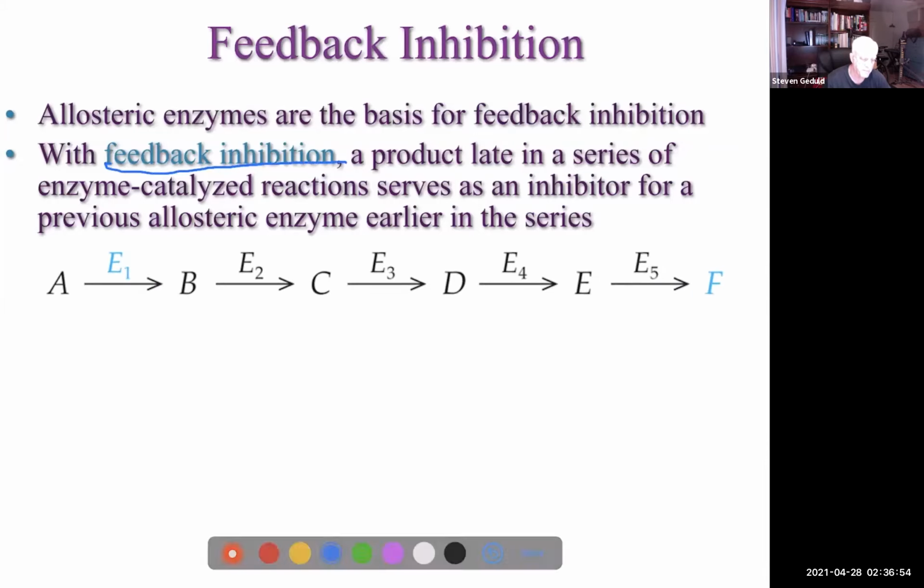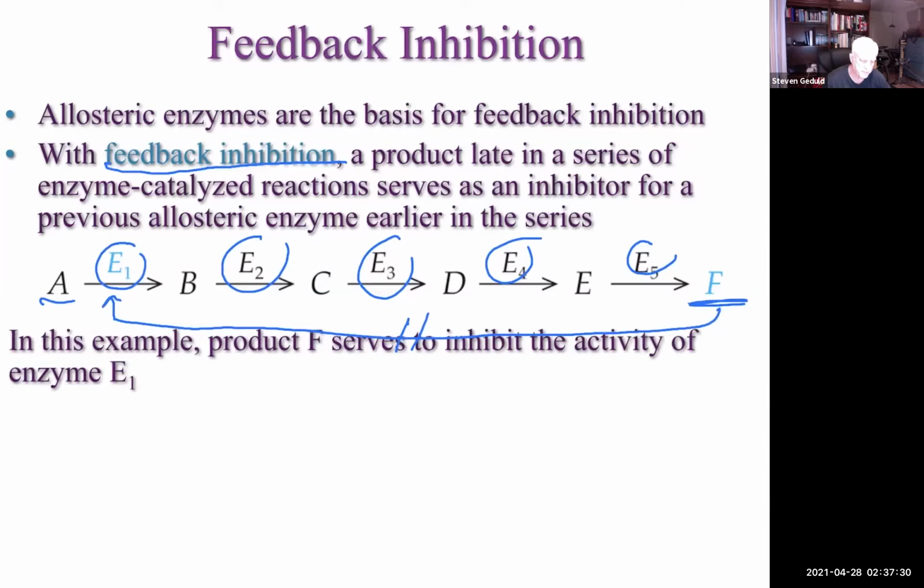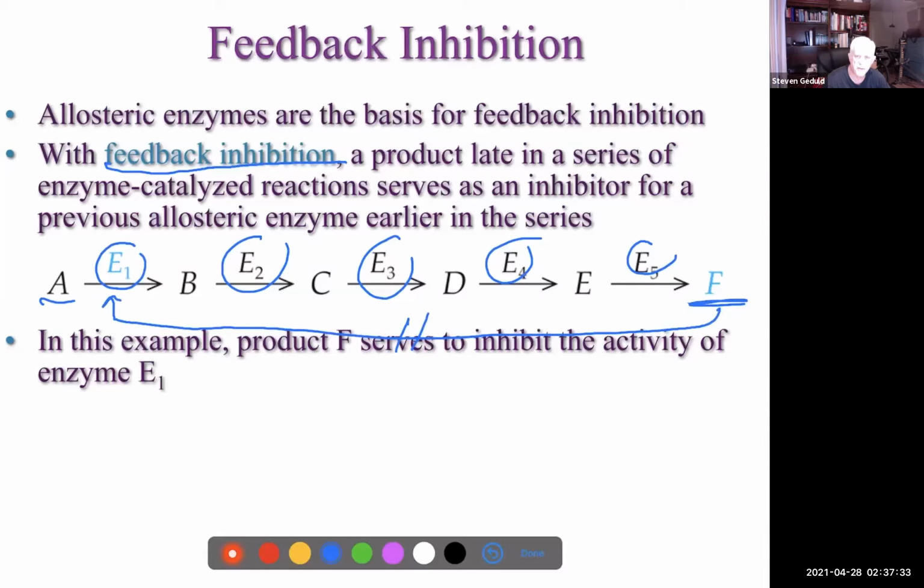That's your feedback loop. So if you have the enzyme, A goes to B, goes to C, goes to D, goes to E, goes to F. A is your beginning. You have enzyme 1, enzyme 2, enzyme 3, enzyme 4, enzyme 5. F is your product. F is going to come back once it's produced and stop enzyme 1. Okay? It's going to inhibit enzyme 1, it's going to alter the active site and stop the active site from accepting the substrate. So it basically stops making more product that you don't need. Okay. So in this example, product F serves to inhibit the activity of enzyme 1.